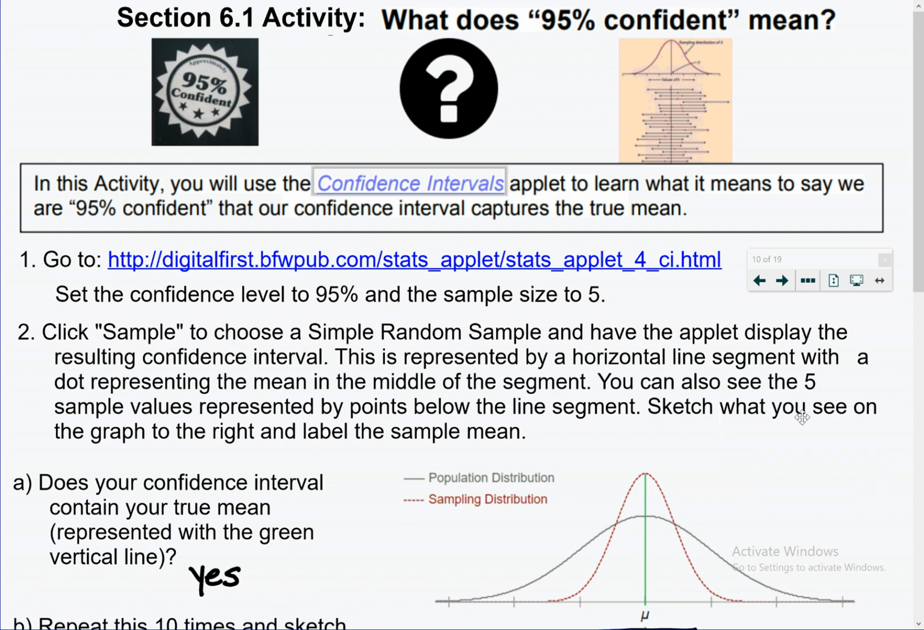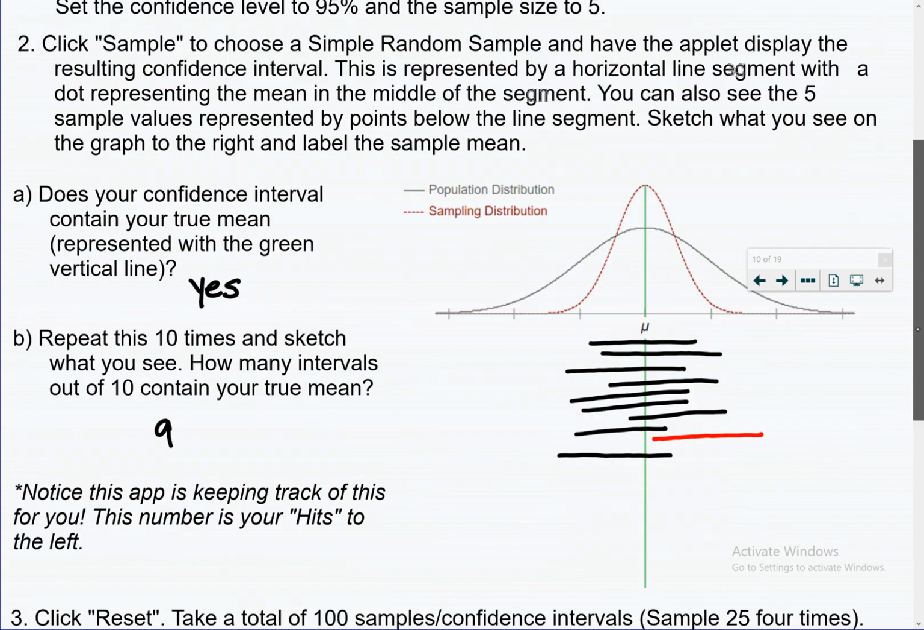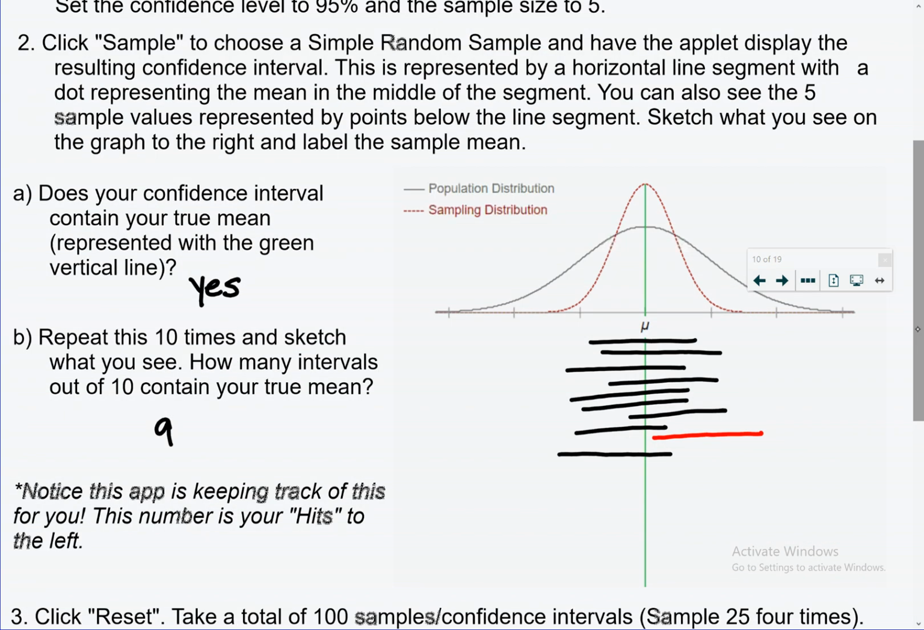All right, so do you have that little activity, hopefully, that you worked on yesterday at the end of the period? We're going to go through the answers to that first. Okay, so this little applet website that you were working on, they're giving us a couple things in this picture.